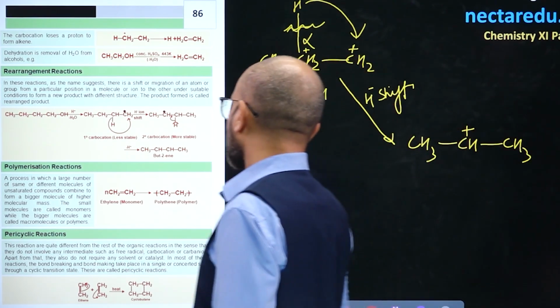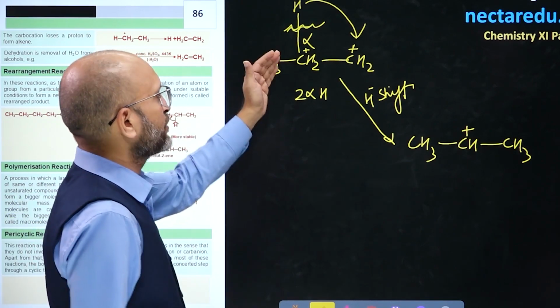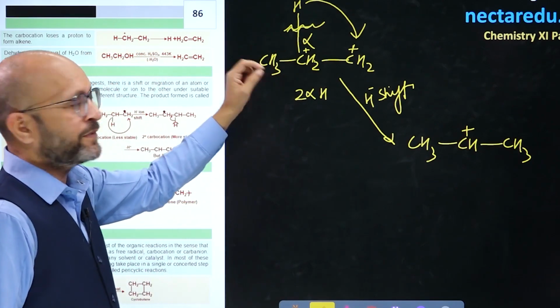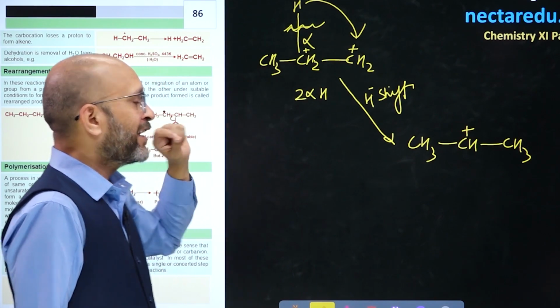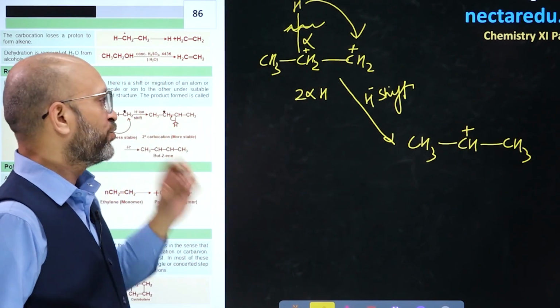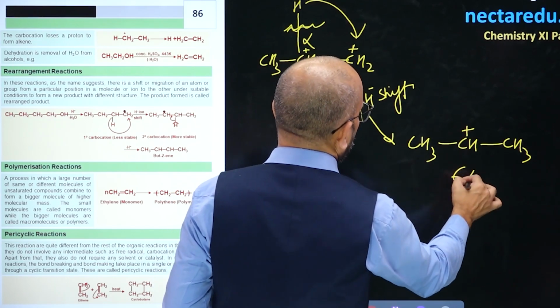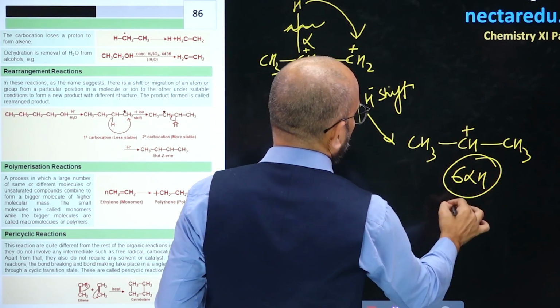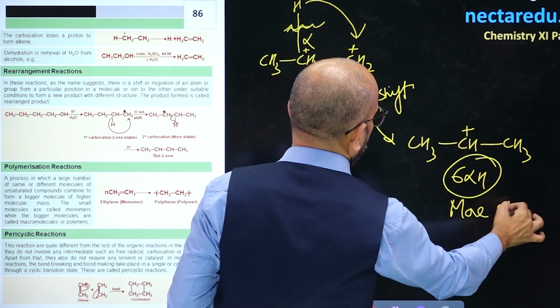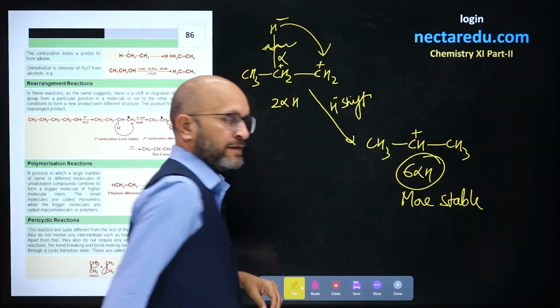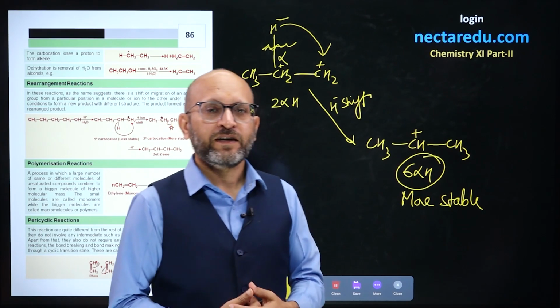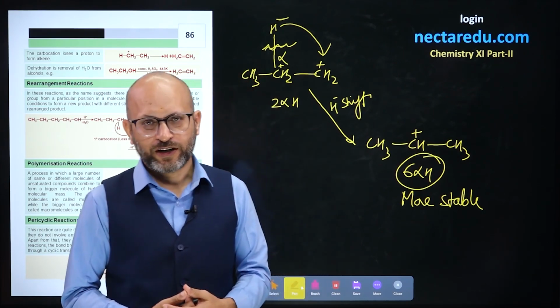This is known as hydride shift. Shifting of hydrogen from the adjacent atom in form of H minus. Now why this shifting occurs, you get the answer over here. See, it has 2 alpha hydrogens but it has 6 alpha hydrogens. So more stable carbocation is formed by hydride shift. So rearrangements happen to increase the stability of carbocation.